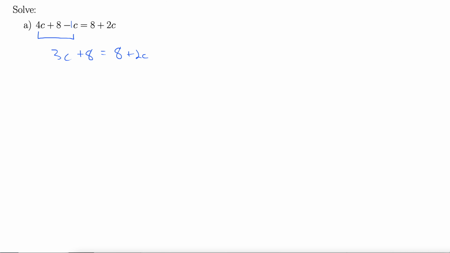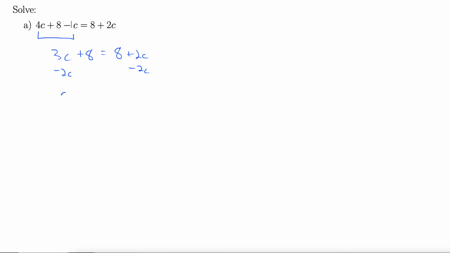Okay, we need to get the c on one side. So all the c's on one side, everything else on the other. So what I'm going to do now is subtract 2c from both sides to get the c's on the left. What does that give us?